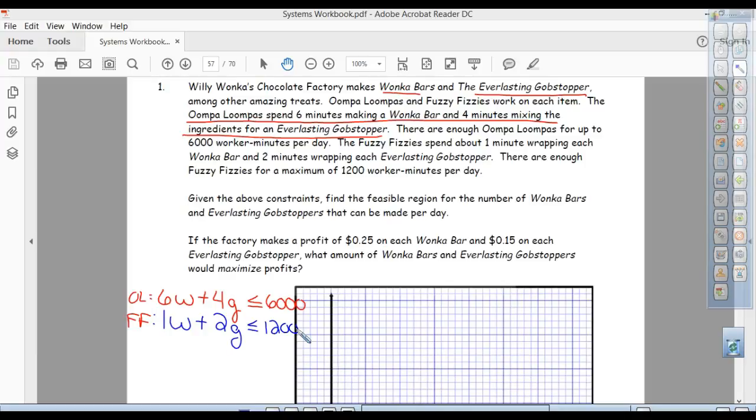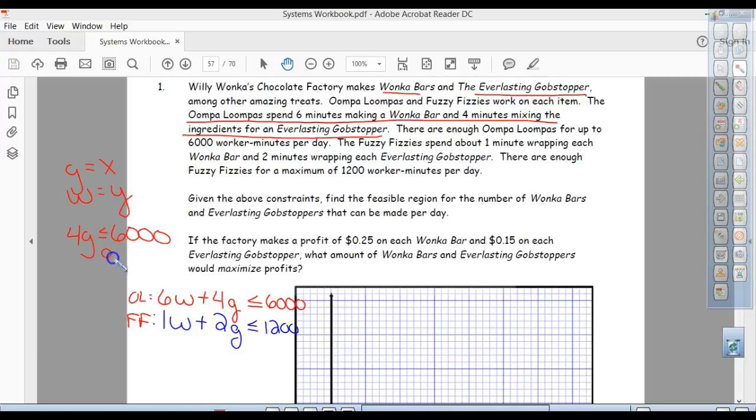Since we have those, we're going to use our cover-up method to do these with our intercepts. For our Oompa Loompas, let's go with G as our X and W as our Y. I know it's kind of opposite of what we normally do, but that's okay. If I cover up my 6W, I have 4G less than or equal to 6,000.